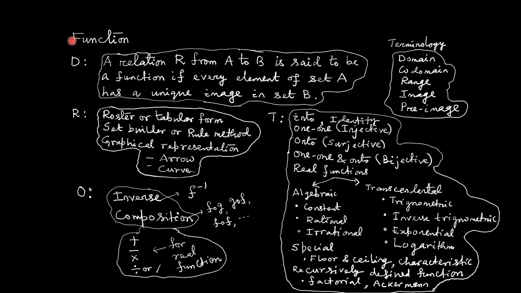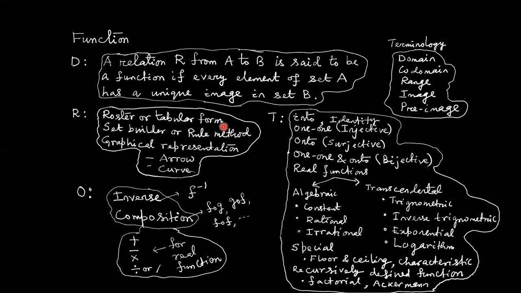And we have function. In function, again the same concept: definition, representation, types, and operation. When we define a function, we say a relation R from A to B is said to be a function if every element of set A has a unique image in set B. We will discuss every topic in detail by considering several examples. But first of all, we should know definition, representation, types, and operations.